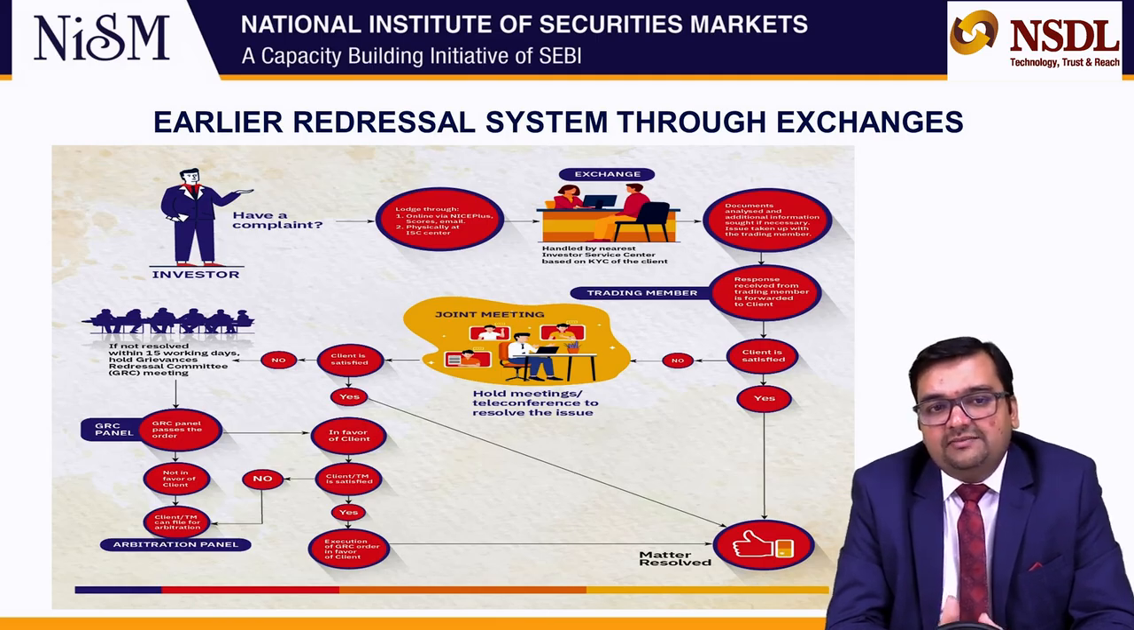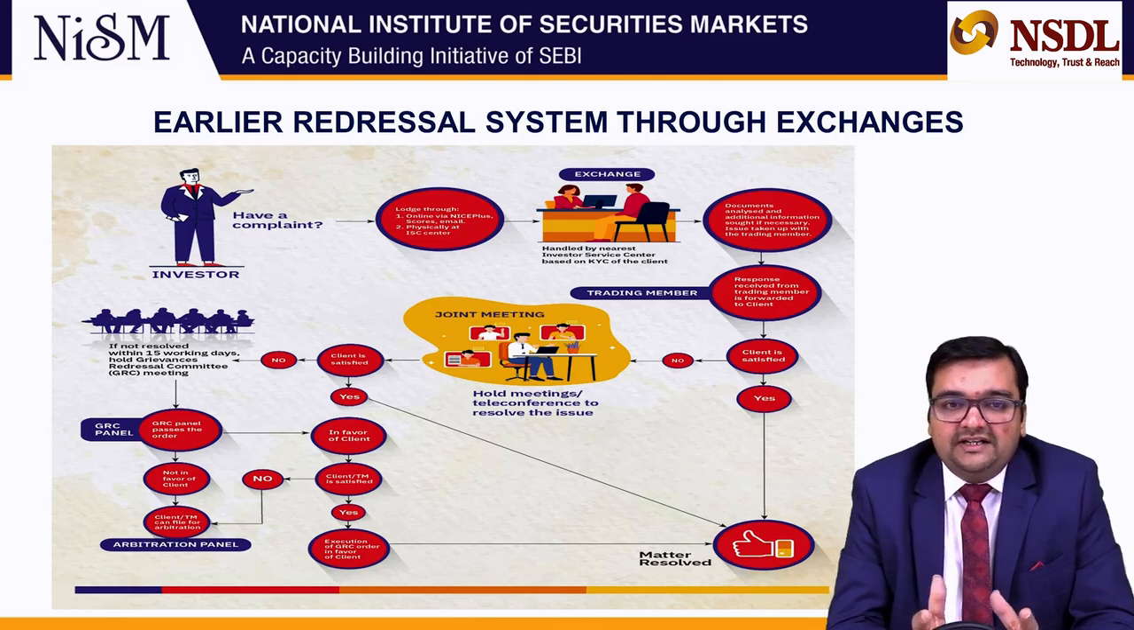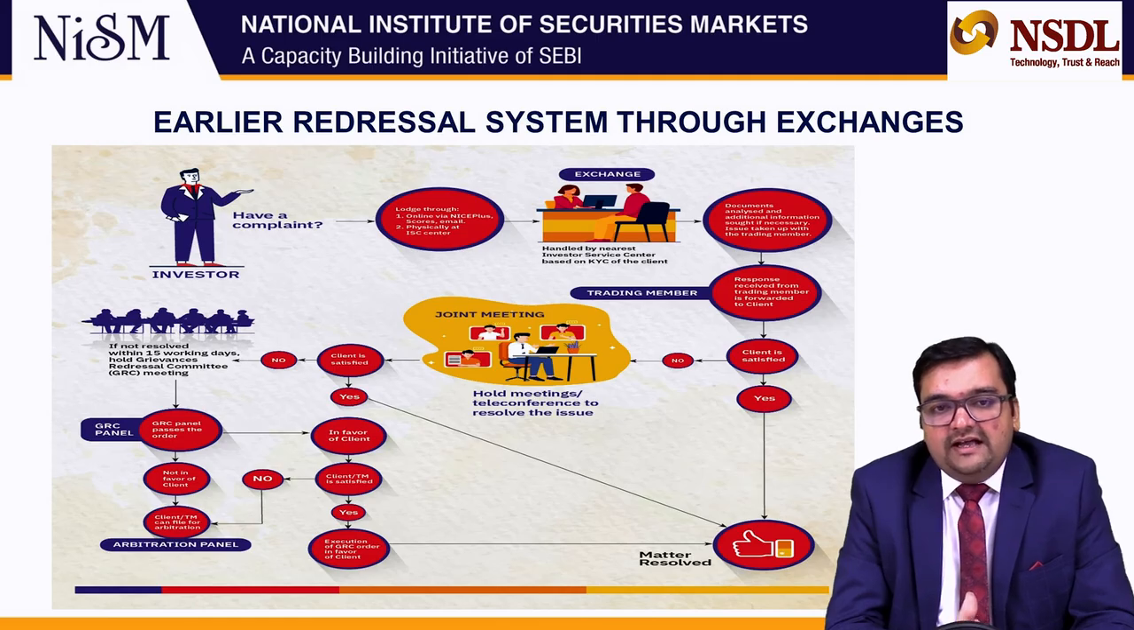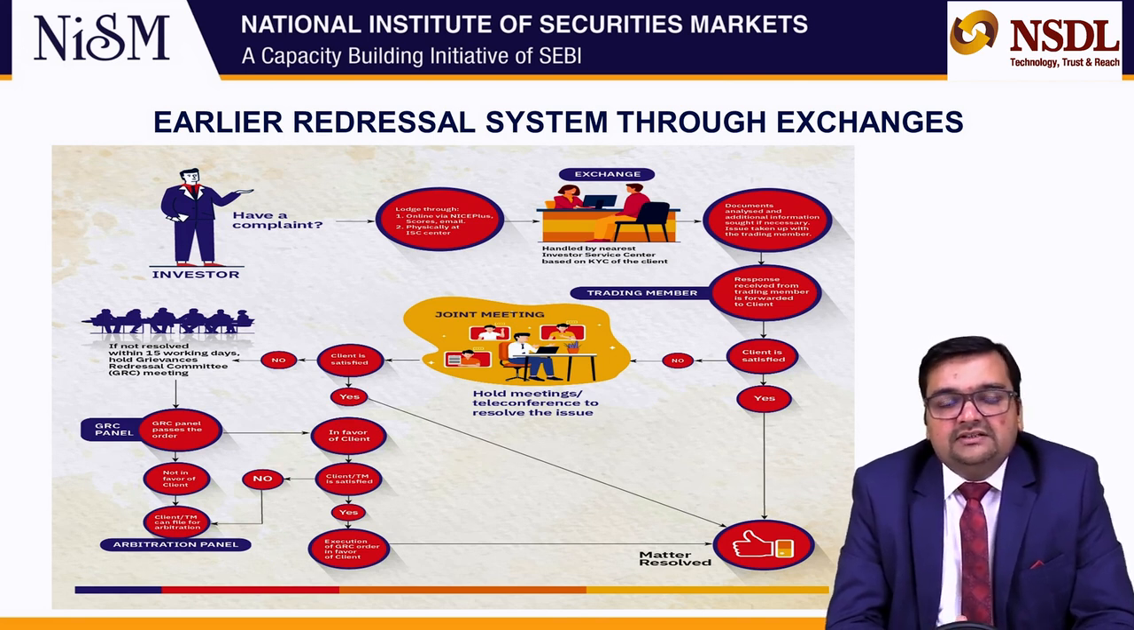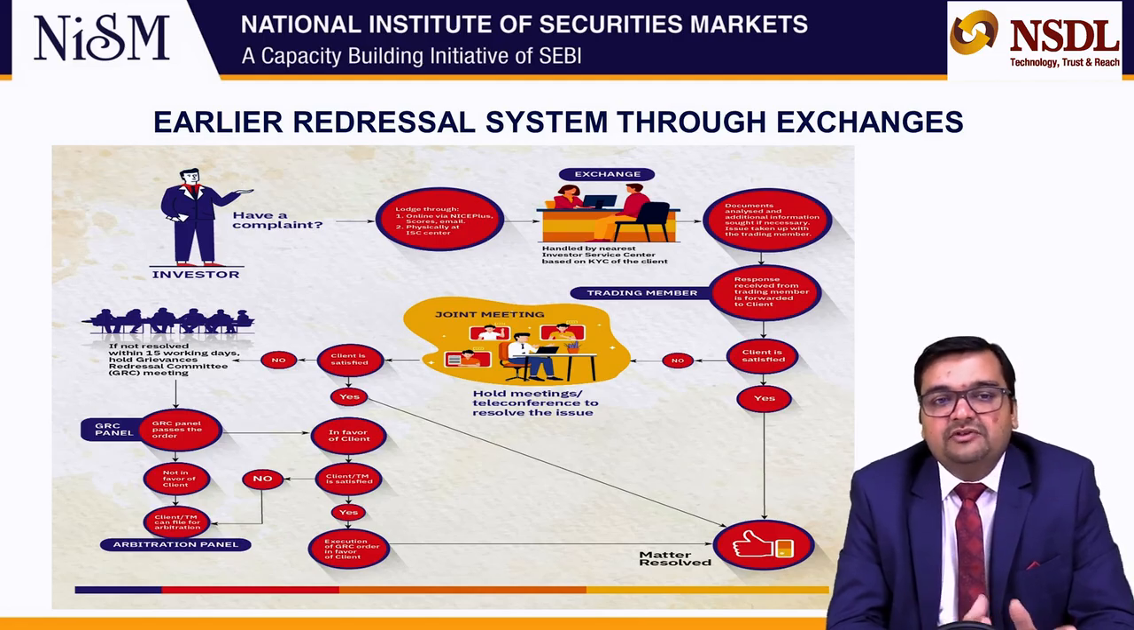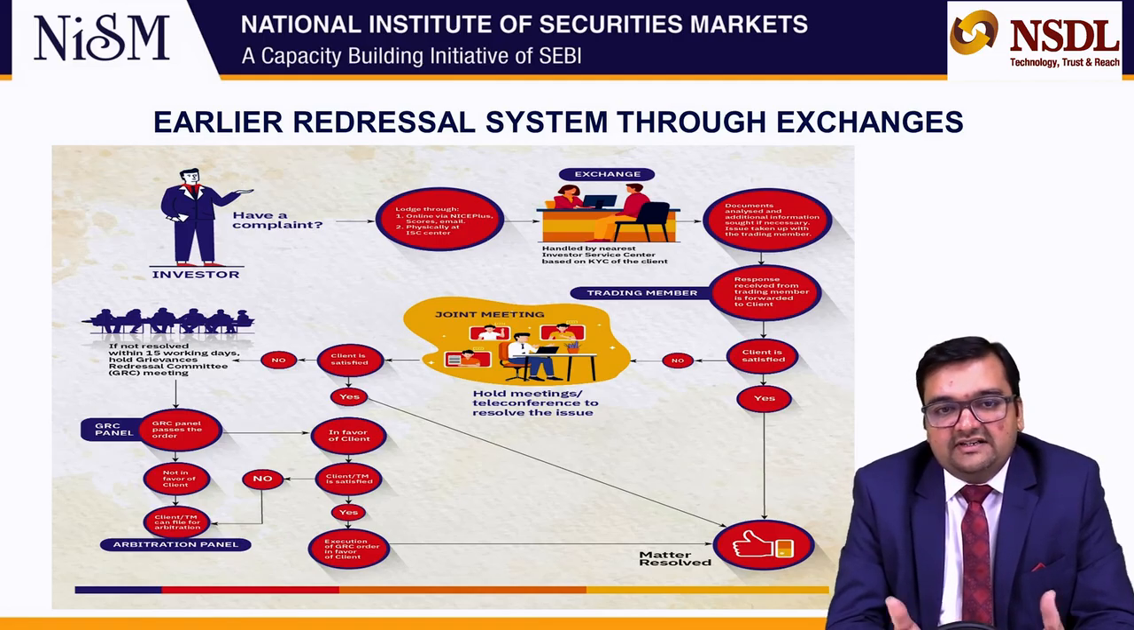If the complainant says that he is still not happy with the response from the broker, then the matter would get referred to the investor grievance redressal panel or committee. The investor grievance committee would hold a meeting between the complainant and the trading member, either physically or through a video conference, for resolution of the matter. The committee would hear both the parties together and finally pass an award or an order which could be in favor of the trading member or in favor of the complainant, and arrive at a settlement.